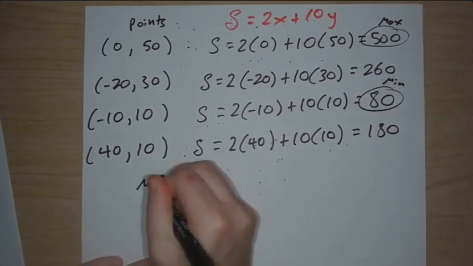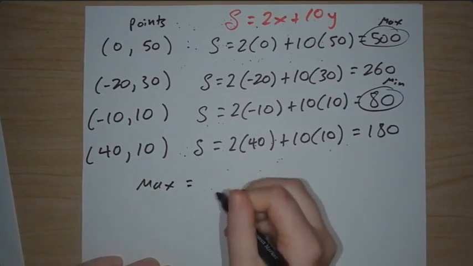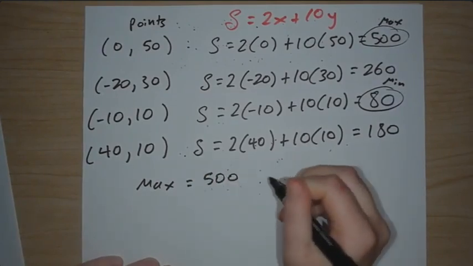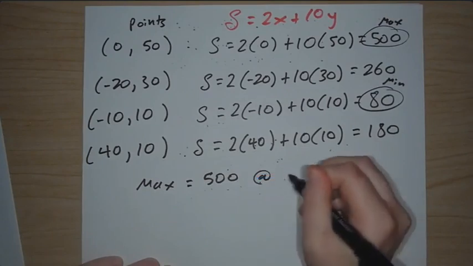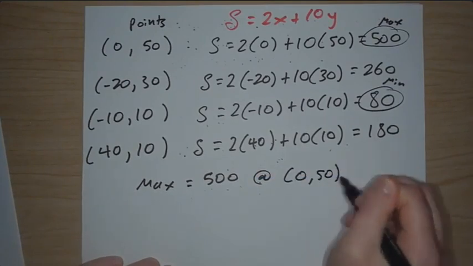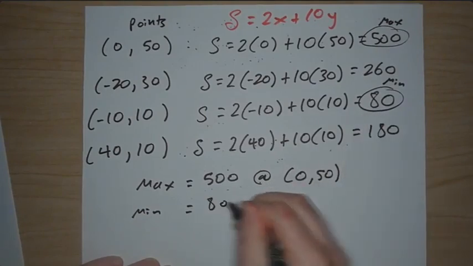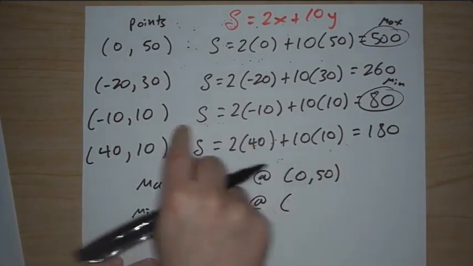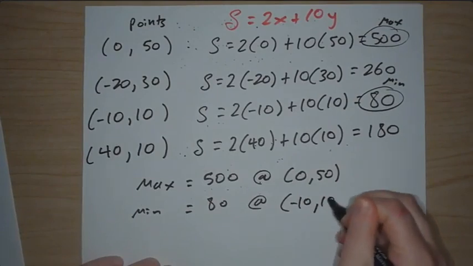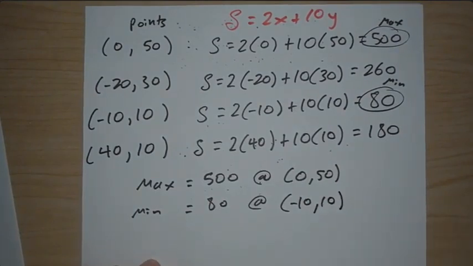So our max of S is 500 at the point (0, 50). And our min is this 80 at the point (negative 10, 10). And we have successfully found the max and min of our objective function S.